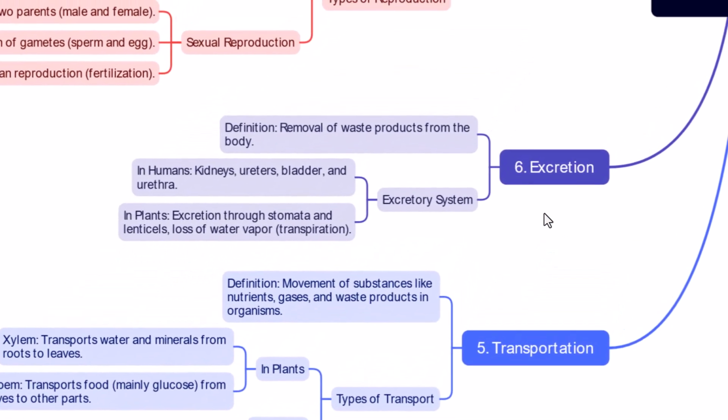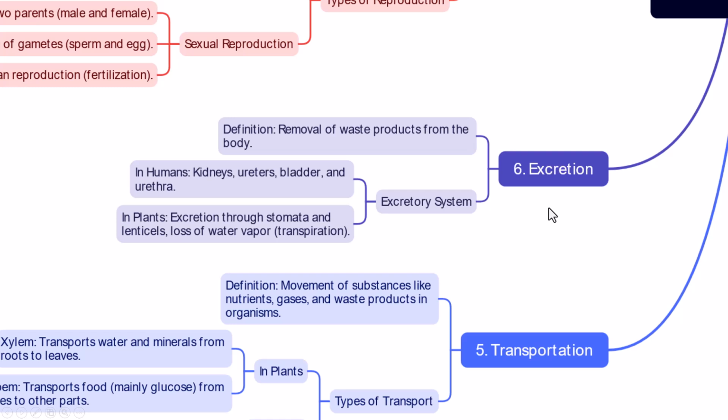Then comes excretion. If an organism utilizes food for energy, not 100% is used for energy consumption and production. Some of the waste has to be removed from the body. First, excretion system in humans, kidneys and the whole urinary system, and then in plants, it happens through stomata.